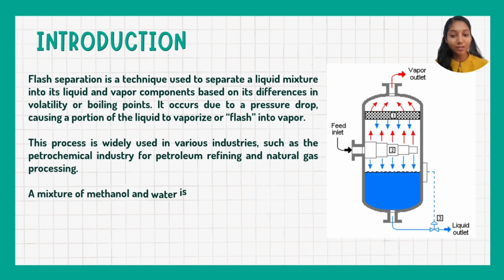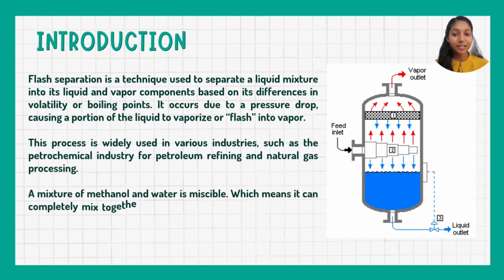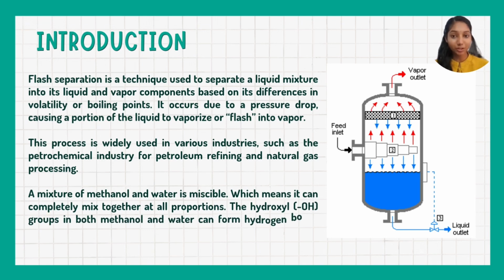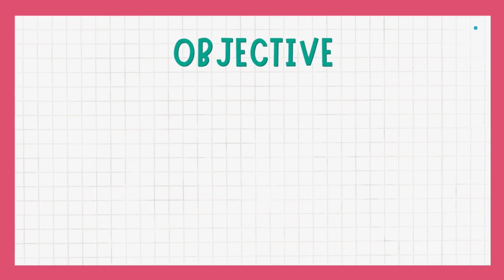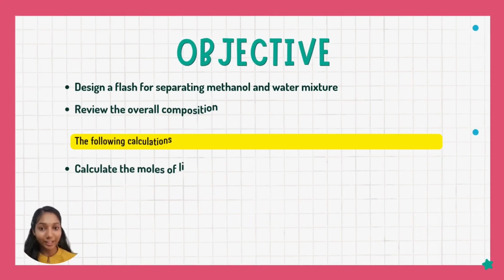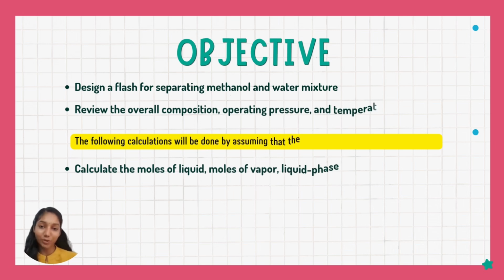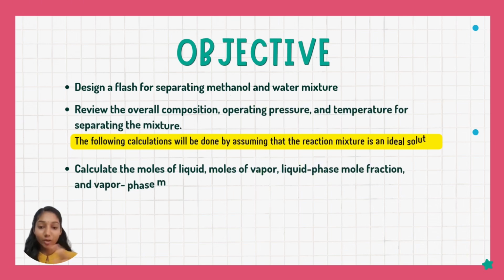A mixture of methanol and water is miscible, which means it can completely mix together in all proportions. The hydroxide group in both methanol and water can form hydrogen bonds with each other. The objective of our project is to design a flash separator for a mixture of methanol and water. Next, we will review the overall composition, operating pressure, and temperature for separating the mixture. The following calculation will be done by assuming that the reaction mixture is an ideal solution. We will be calculating the moles of liquid, moles of vapor, liquid phase mole fraction, and vapor phase mole fraction.